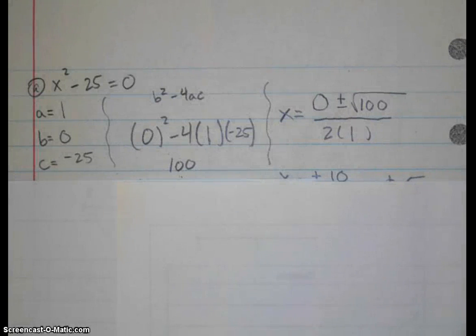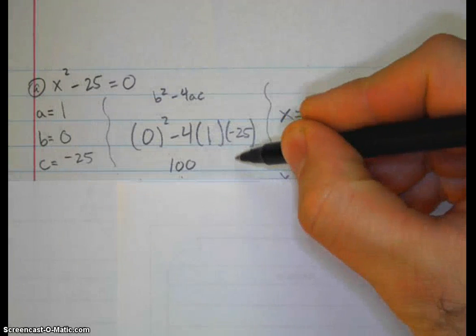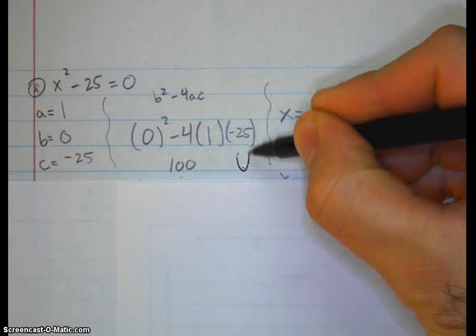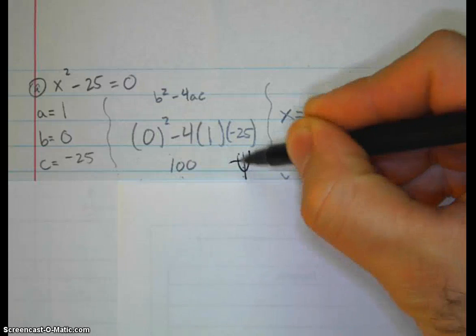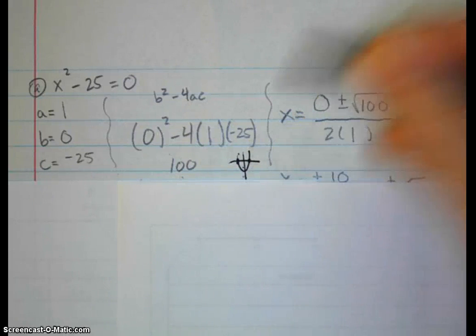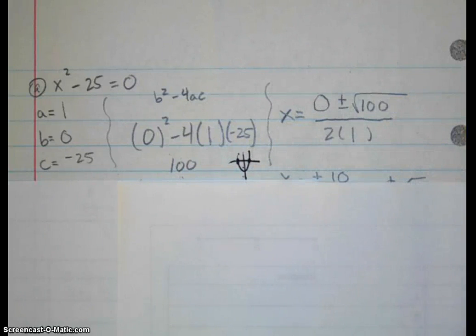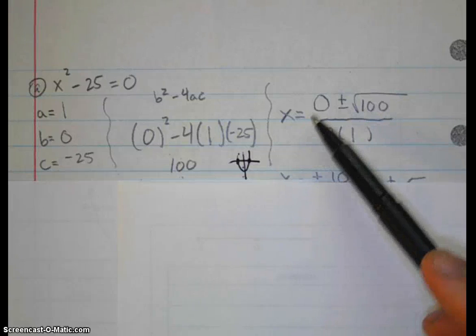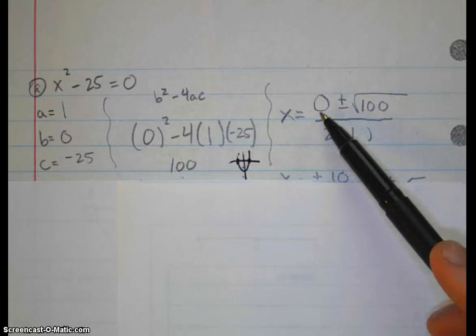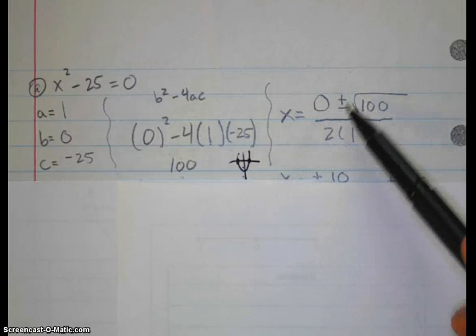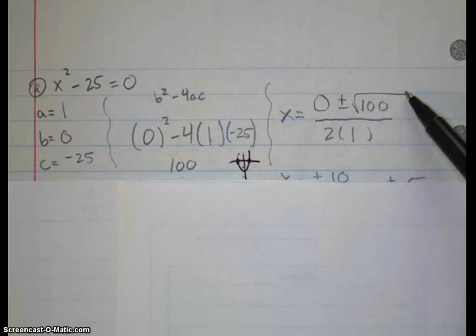Now that's a positive value, so I know that my parabola is going to cross the x-axis twice. So I'm going to have 2 real solutions, or 2 answers. So I'm going to plug this into the quadratic formula. Opposite of b, so opposite of 0 is just 0, plus or minus radical discriminant.